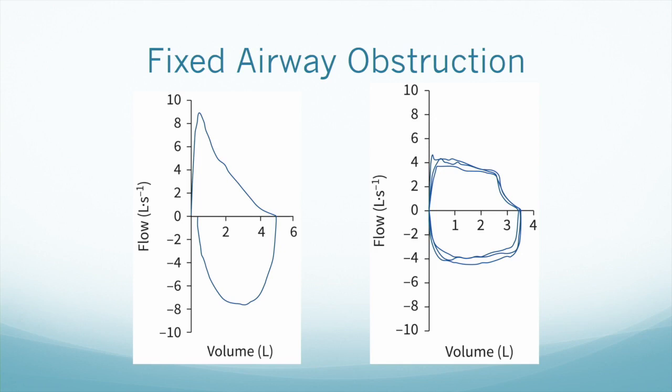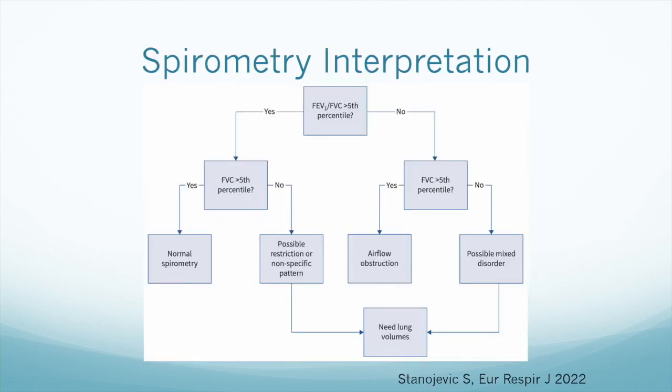So in this case in particular, you see flattening of both inspiratory and expiratory. That's fixed airway obstruction. If you had flattening only of the expiratory limb, that would be more consistent with a variable intrathoracic airway obstruction. And if you have flattening only of the inspiratory limb, that's going to be a variable extrathoracic obstruction. So again, this is a good example of why it can be helpful to look at the flow volume loops itself.